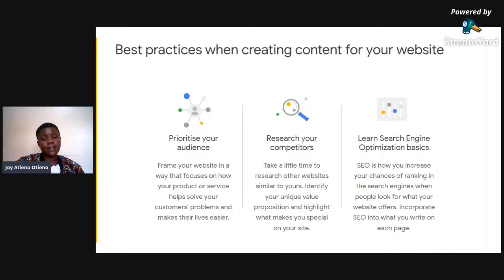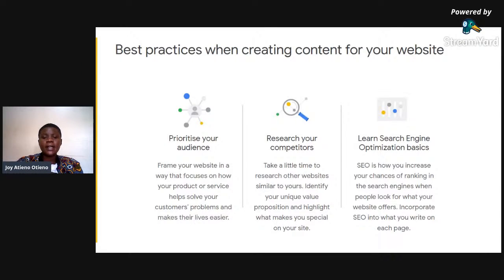And the way you discover how to impress your audience is by doing competitor research, taking a little time to understand what other competing websites are doing, and identify what unique value you can bring. So what is your unique selling point? What is your unique value proposition that will make you stand out of the crowd? So highlight these and look at what makes you special on your site.